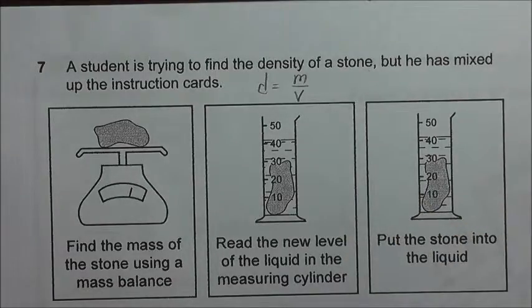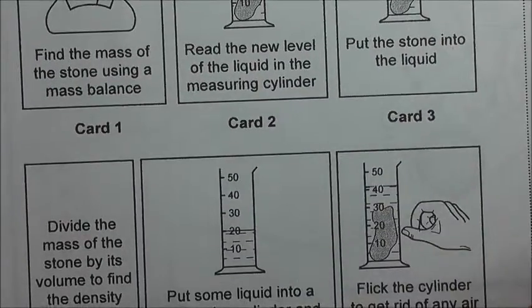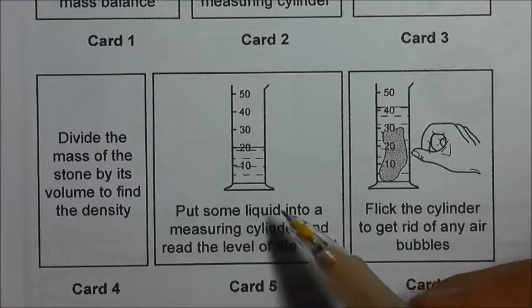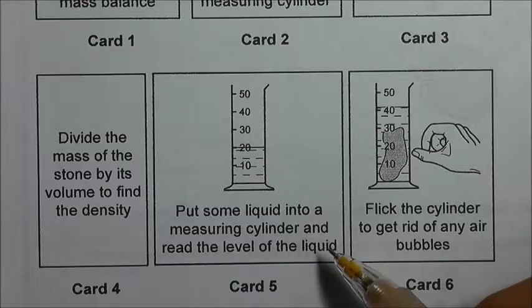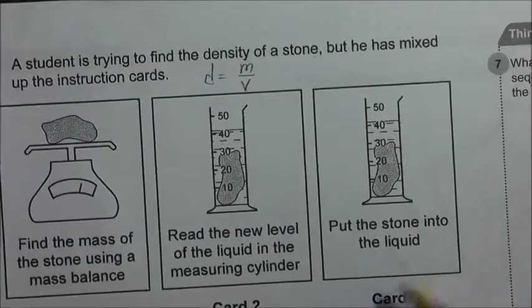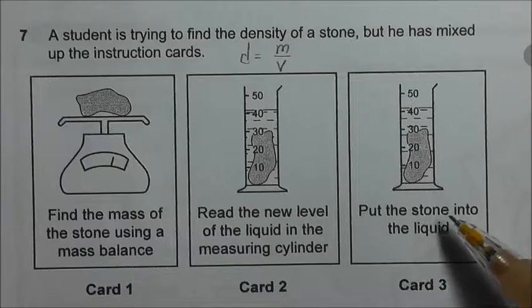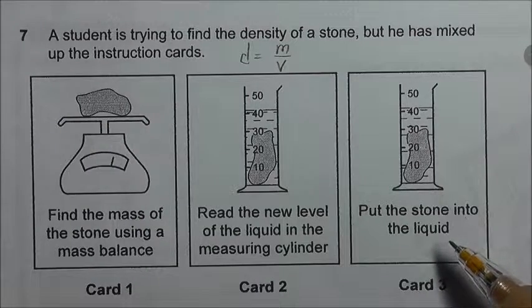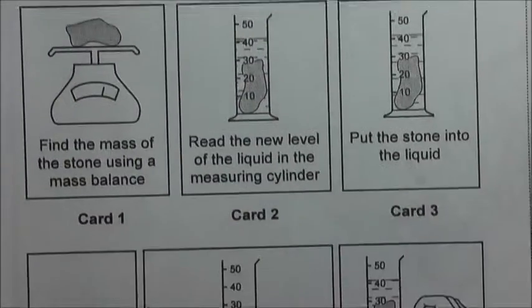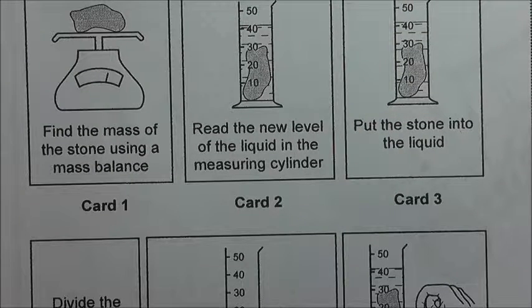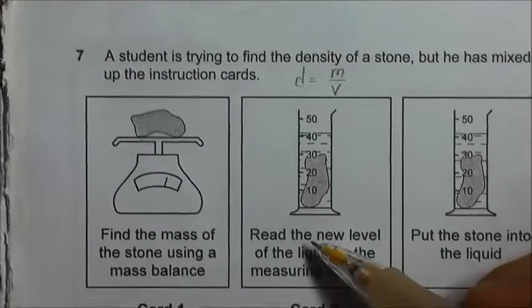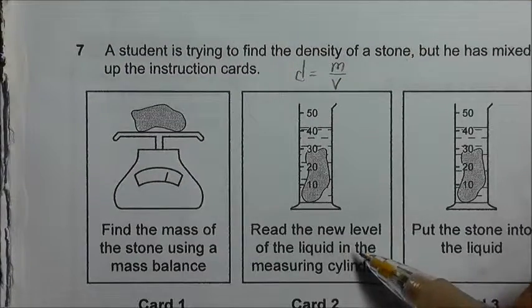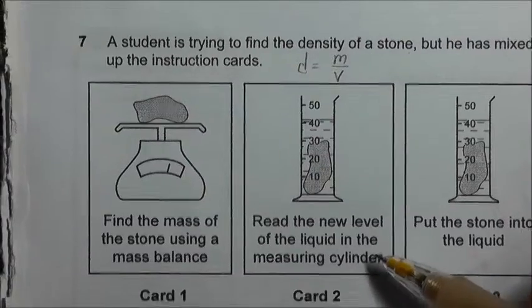We can use the displacement method. Go to 5. We put some liquid in a measuring cylinder and read the level of the liquid. Then we go to cut 3. Put the stone in the liquid. And after that, we go to cut 6. Flick the cylinder to get rid of any air bubble. And we go to cut 2. Read the new level of the liquid in the measuring cylinder.